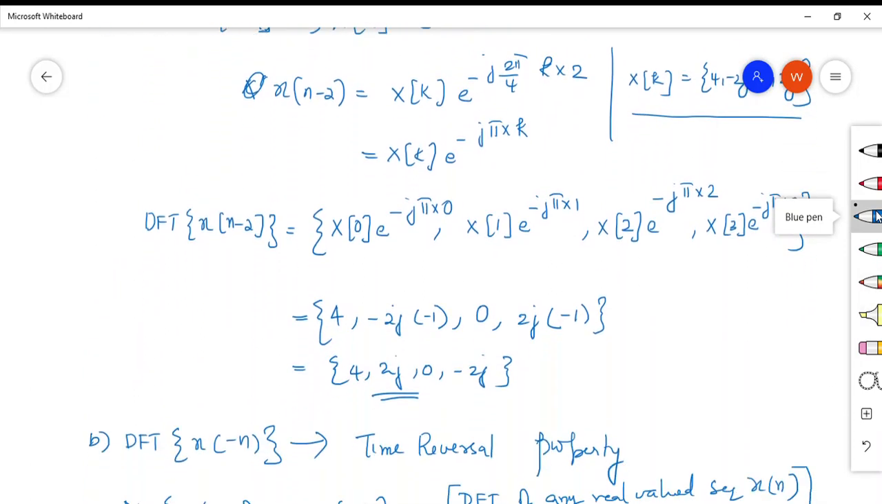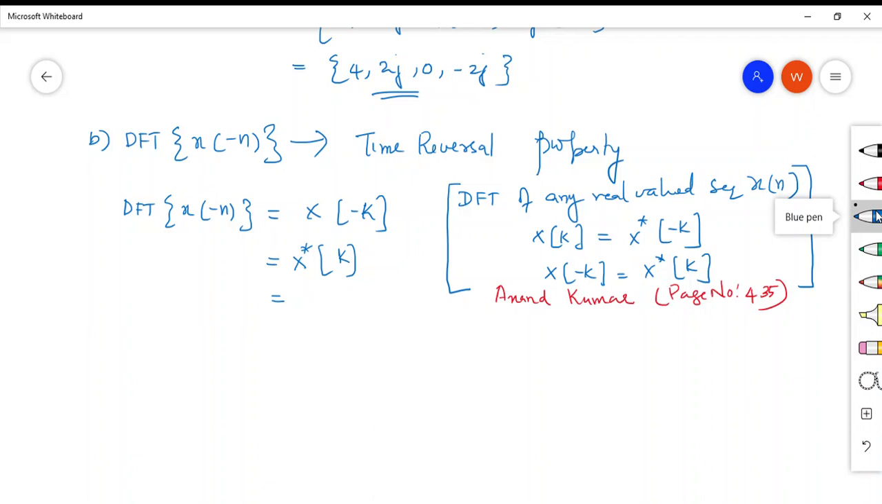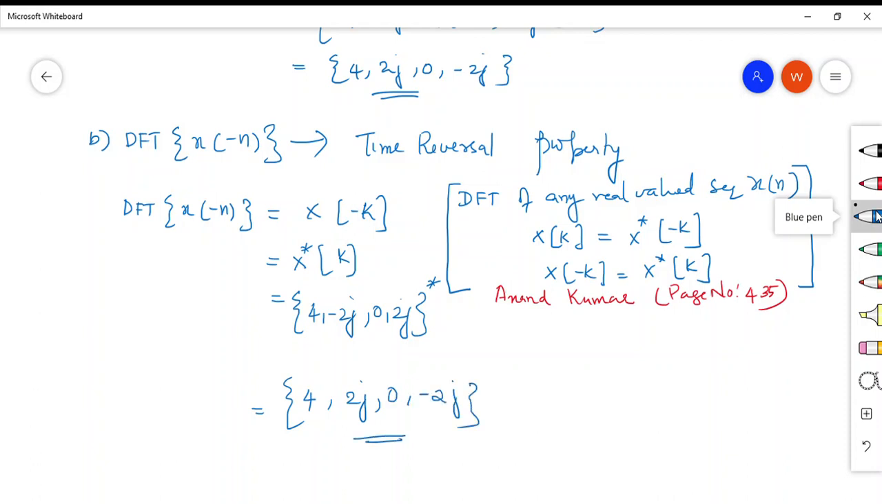So now what is the conjugate? Conjugate of 4, minus 2j, 0, 2j. How will you take the conjugate? This will be equal to 4, 2j, 0, minus 2j. Okay. So this is the DFT of x of minus n.